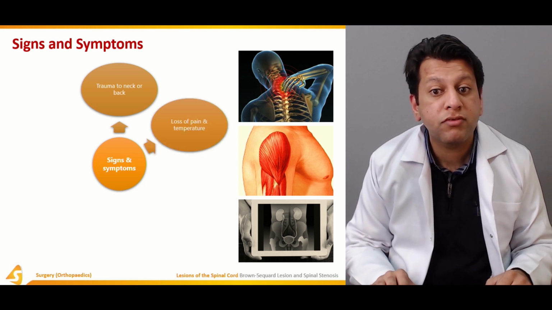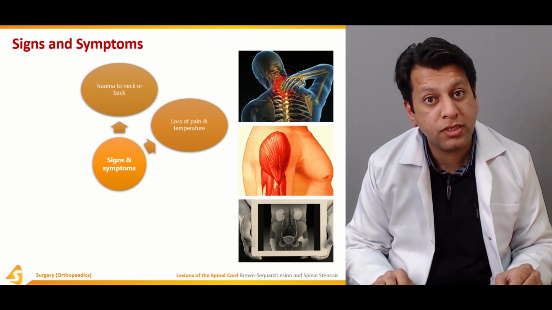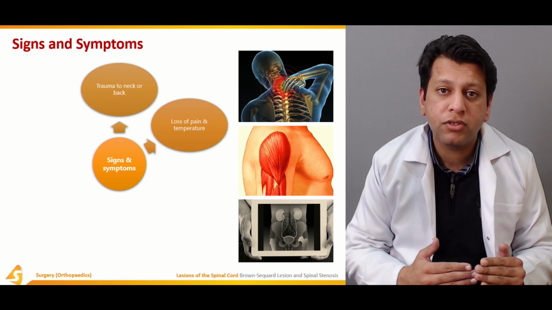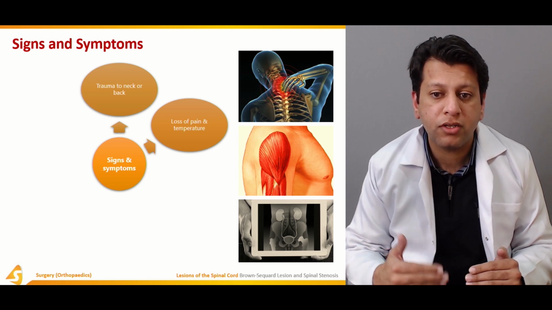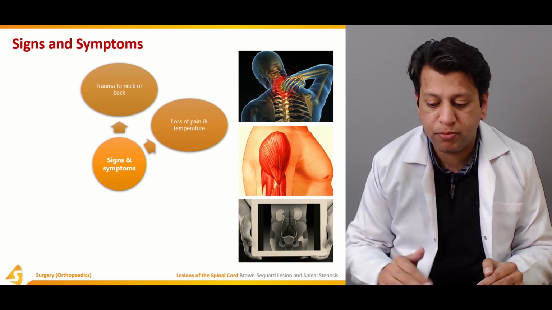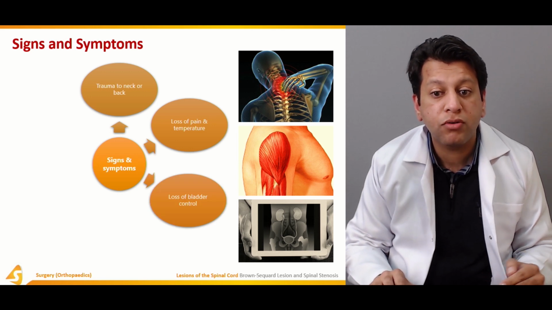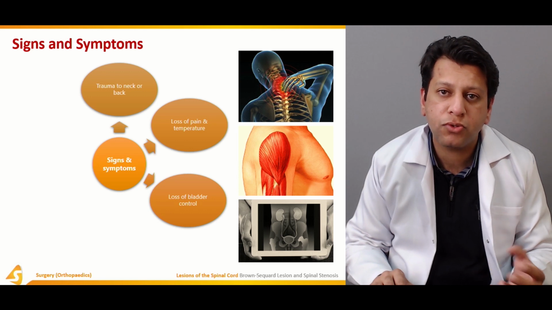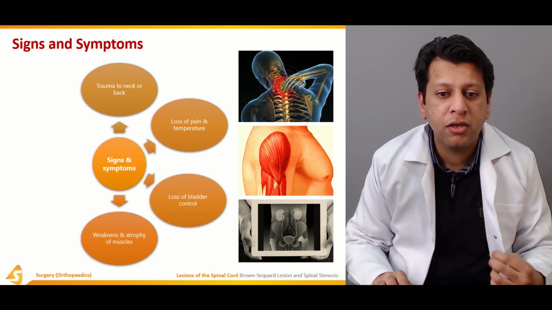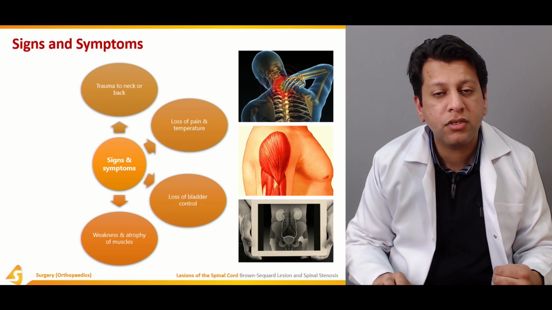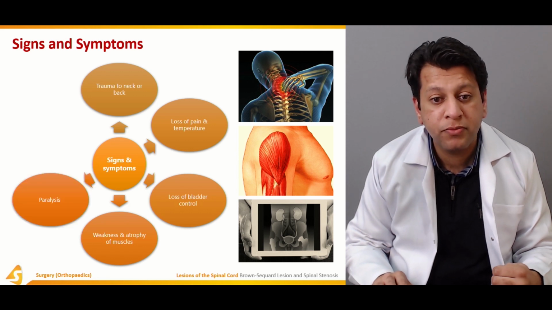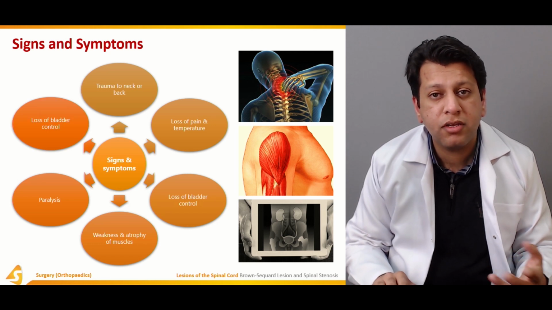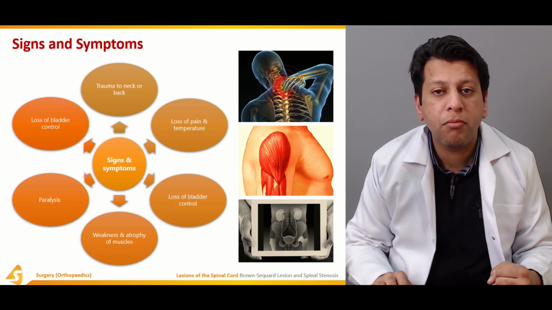Then there could be loss of temperature and pain on the opposite side. Always remember, as the spinothalamic tract traverses towards the opposite side, it is always the loss of pain and temperature of the opposite side. There will be loss of bladder control. If this has happened in the lumbar region, there may be an associated abnormality as well. Usually weakness and atrophy of the muscle, leading to an upper motor neuron lesion, with spastic paralysis, and maybe in the lumbar region a loss of bladder control as well.